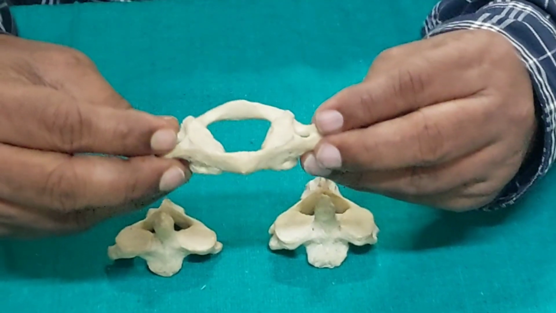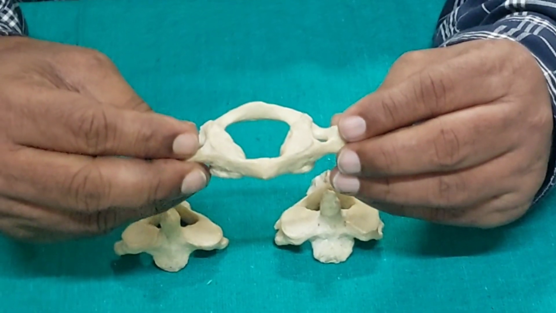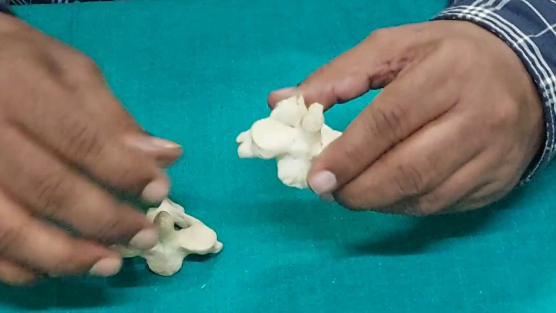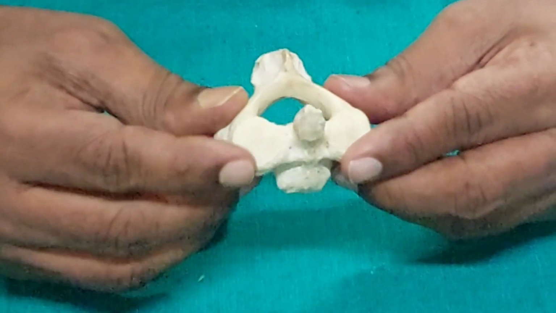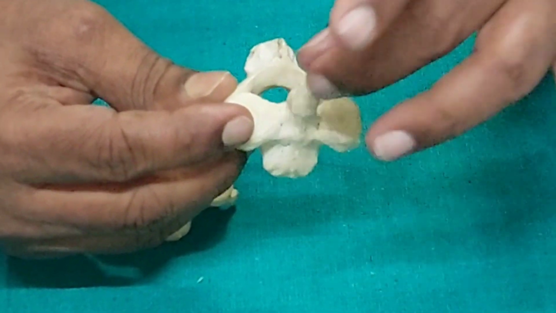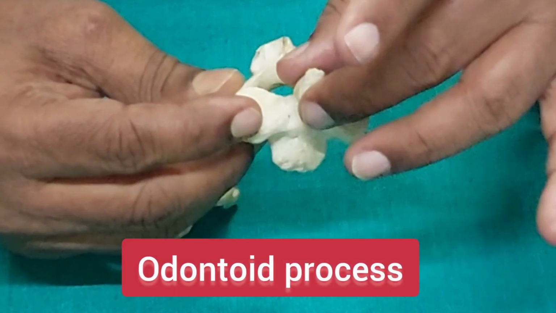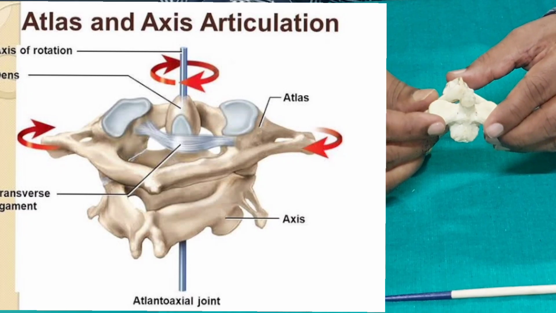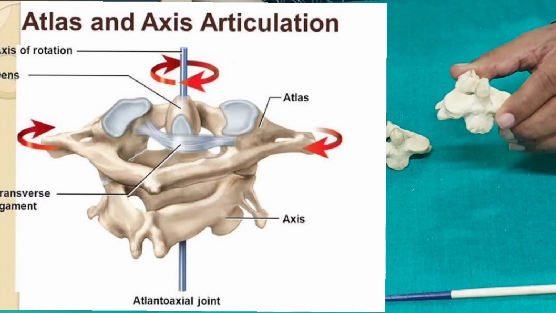Next to the atlas, the second atypical cervical vertebra is the axis. Why is the second cervical vertebra called the axis? Because this is the second cervical vertebra and this is the odontoid process or dens. This odontoid process acts as an axis for the rotation of the atlas and the head.